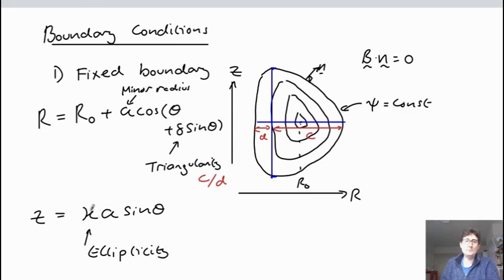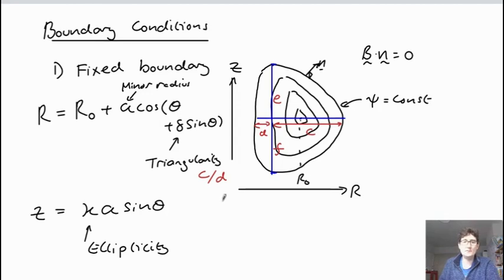So if kappa is 1, then this is a circle. If kappa is 1 and delta is 0, that makes a circle. Ellipticity measures how stretched the plasma is. So if I draw again, CD, what can I use? E and F, for example. So ellipticity is the ratio of E plus F.